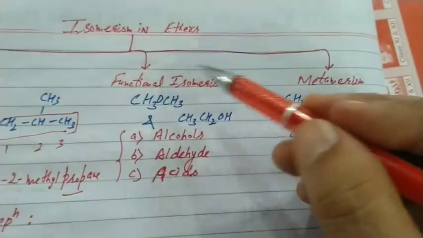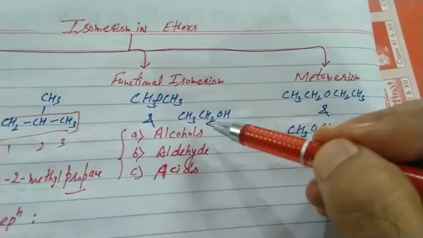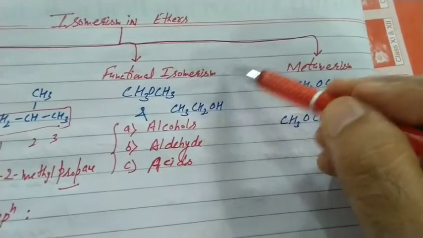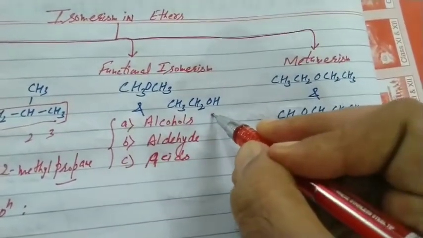Second is functional isomerism. Isomers differ by the nature of functional group. ROR, ether; ROH, alcohol. Same formula. This pair of compounds shows which isomerism? Definitely you will take functional isomerism. Students, again there are 3 pairs. First, alcohol and ethers.